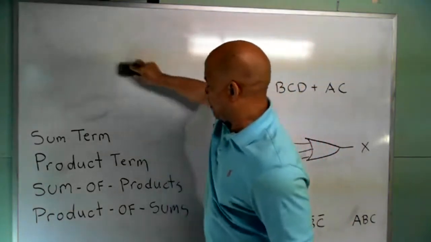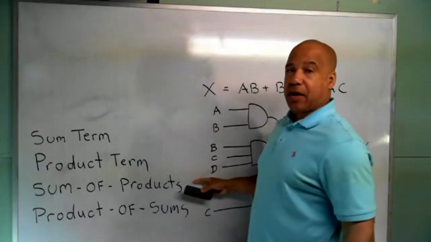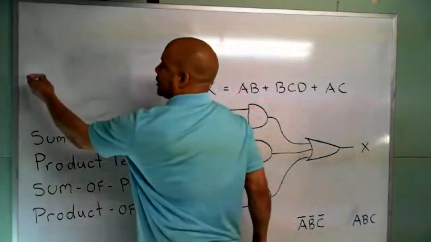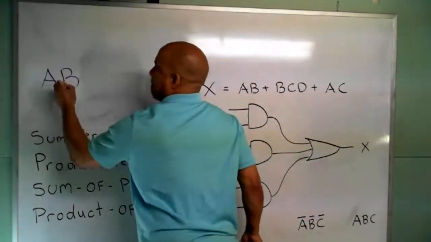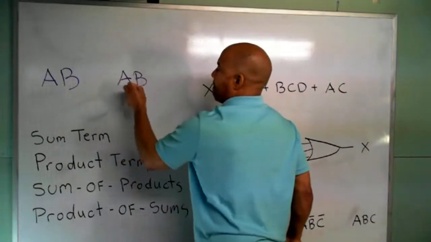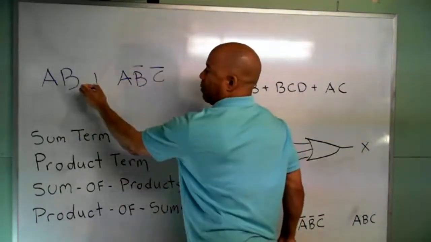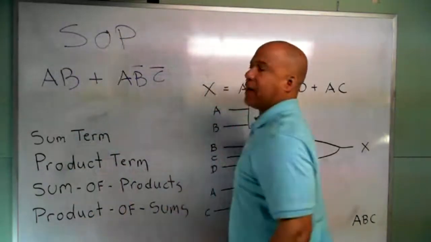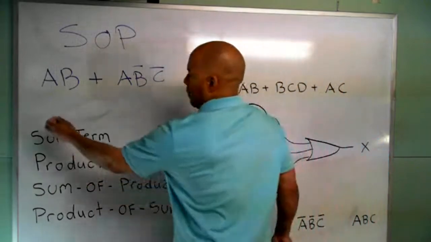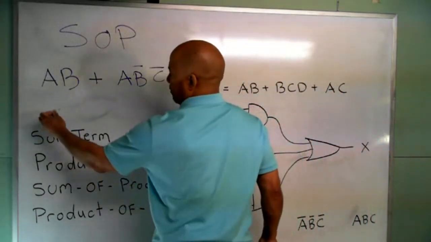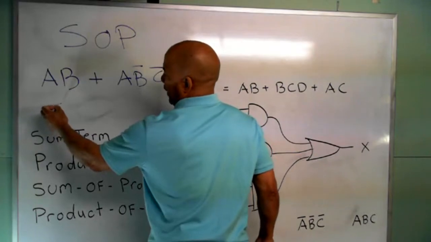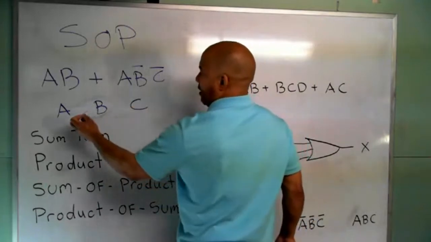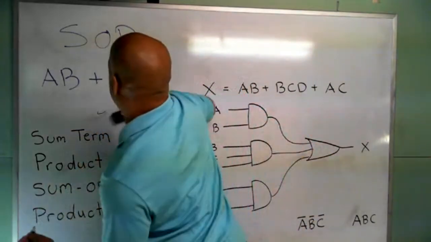Now what's important is this idea of a sum of products. So we'll talk about a sum of products and a product of sums. So for a sum of products, I have this product term and I have this product term. If I put an or between these, then I have a sum of products, an SOP. Or I might have something like A, B, C, and let's do it this way.